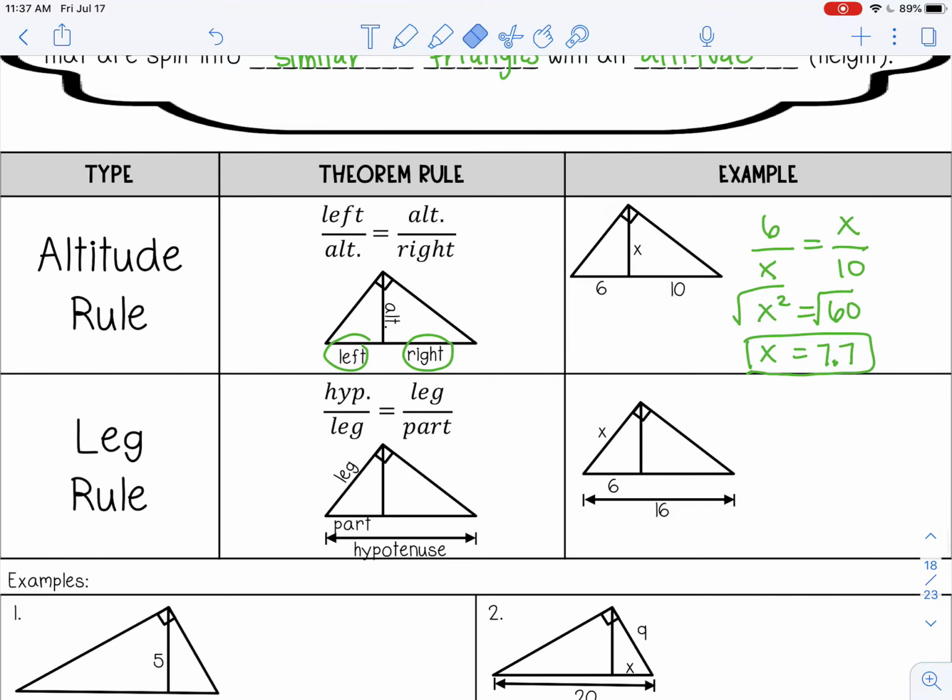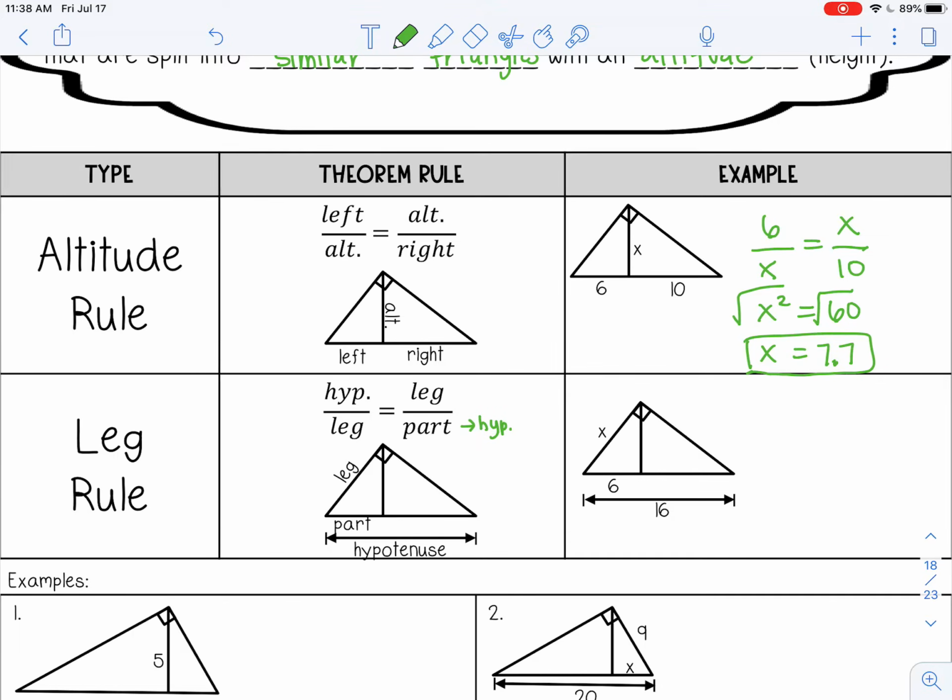Alright, the next one is called the leg rule, and that is where you're given one of the legs of your right triangle. Alright, so the rule for that is hypotenuse over leg equals leg over part. And part means part of the hypotenuse.